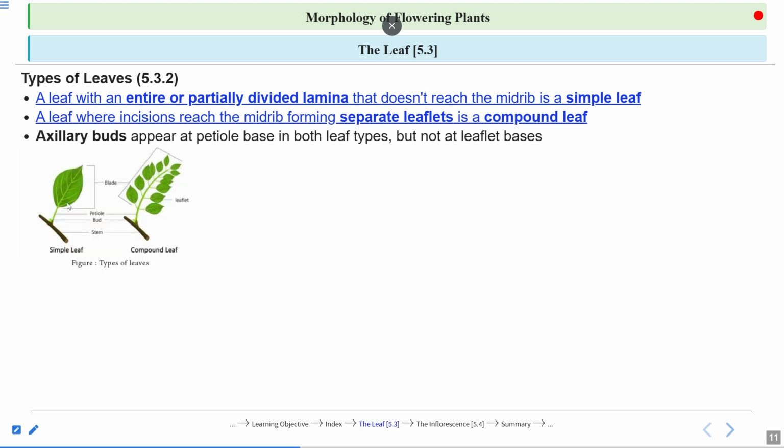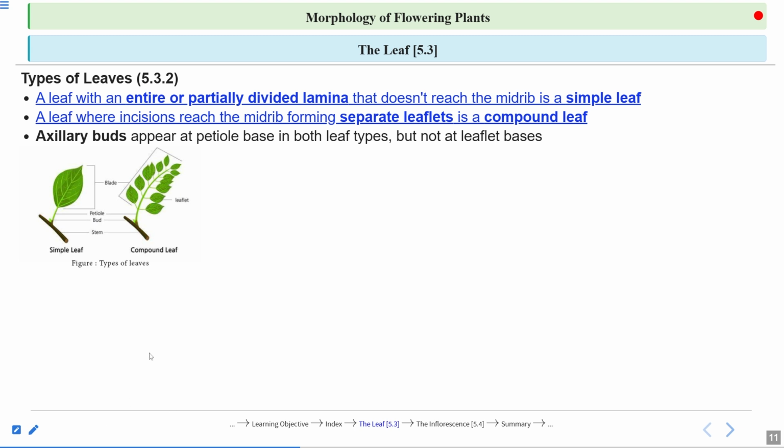Here you can see this image showing the types of leaf. The first one is the simple leaf. The second one is the compound leaf. This is the stem here. From the nodes, leaves arise. The stem consists of nodes and internodes. This is the axillary bud. You can see the petiole here. The petiole is the stalk of the leaf. This is a simple leaf having only one lamina, a single blade. And this is a compound leaf in which the incisions have reached the midrib, and these are different leaflets. So a compound leaf consists of many leaflets.